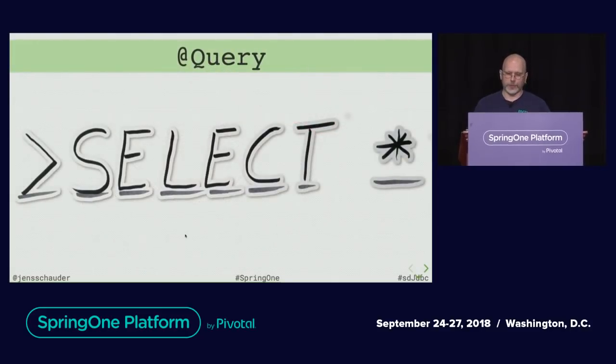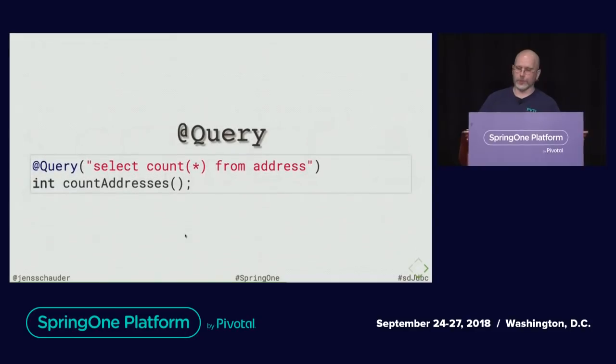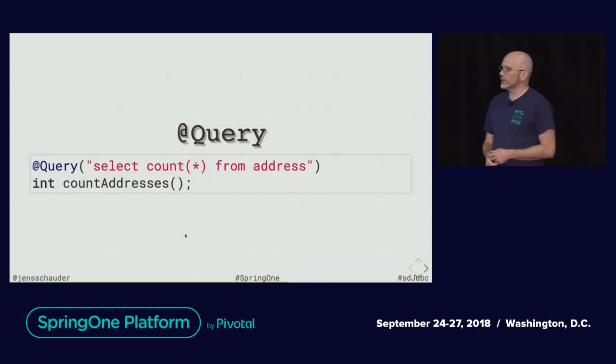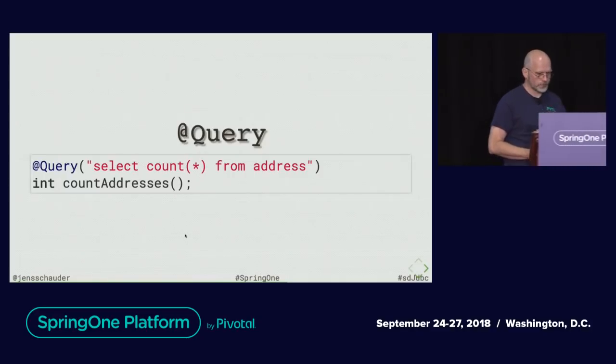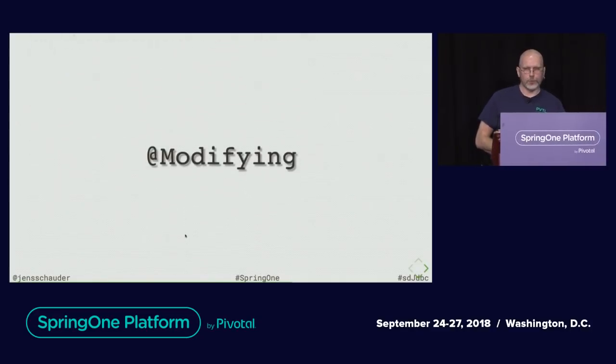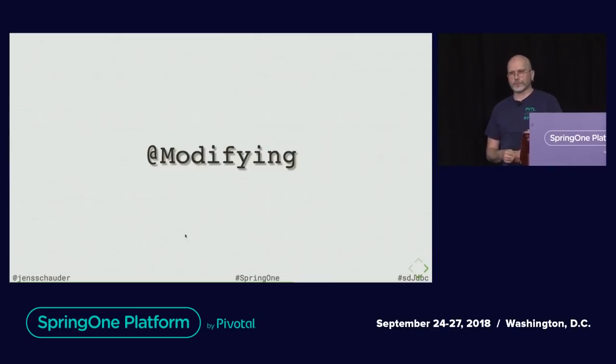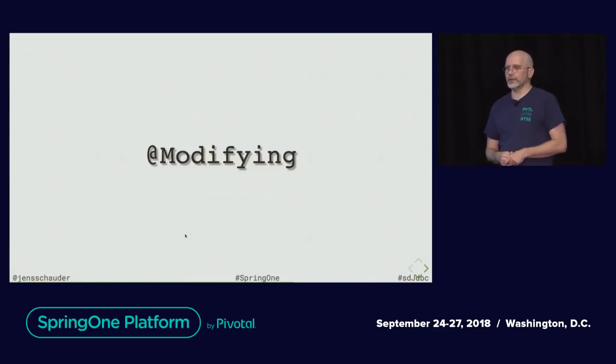Then we have the query annotation. Really straightforward. You add a method to your repository, add a query annotation on it, and write a SQL statement in it. Whenever you execute that method, we will execute that SQL statement. If you want to use it to update or delete stuff, just add modifying, and we will handle that as well.